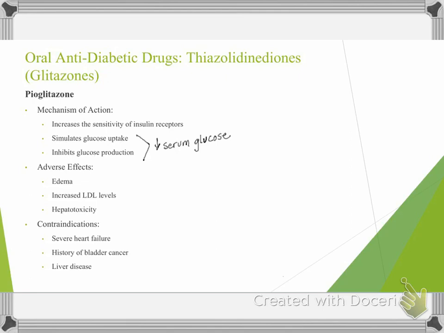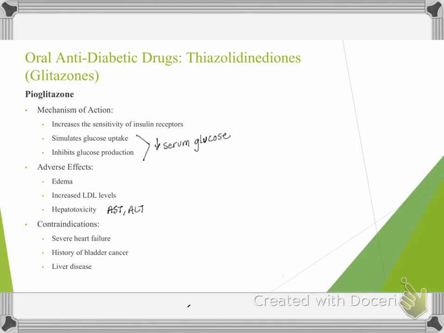Increased LDL levels, so we want to monitor LDL levels, and it can cause hepatotoxicity, which means it puts a lot of stress on the liver. So we will want to monitor baseline liver function tests and then monitor them every so often. So what are our liver function tests? They're the AST and ALT, right?